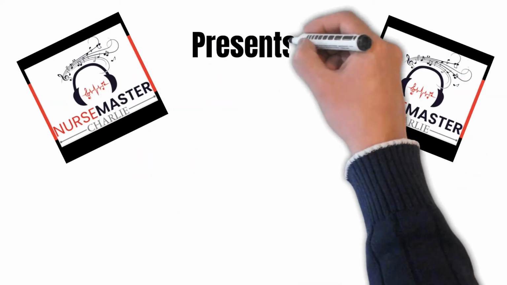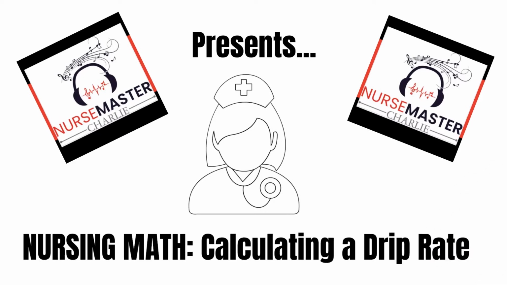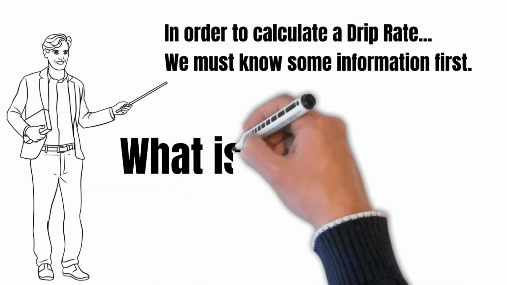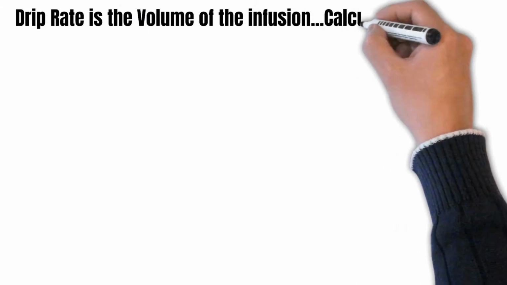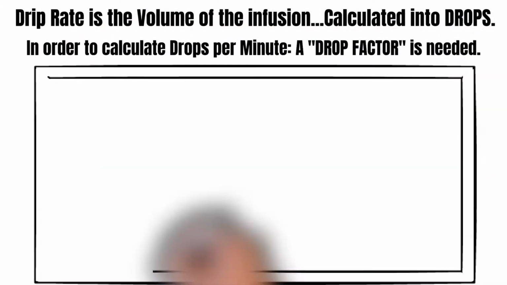Nurse Master Charlie presents Nursing Math, Calculating a Drip Rate. In order to calculate a drip rate, we must first know some information. What is a drip rate? Drip rate is the volume of the infusion calculated into drops. In order to calculate drops per minute, a drop factor is needed.